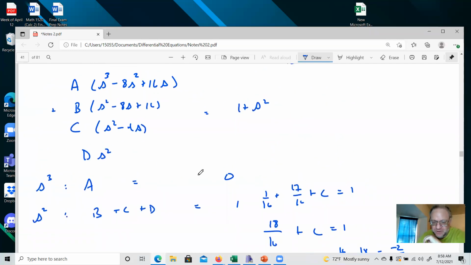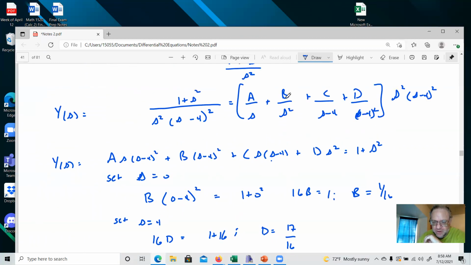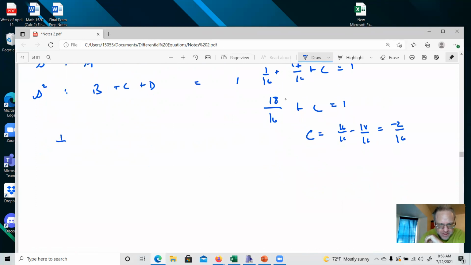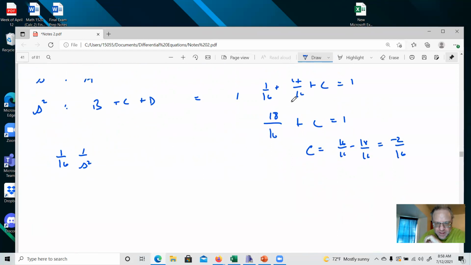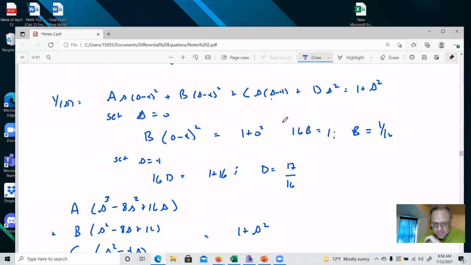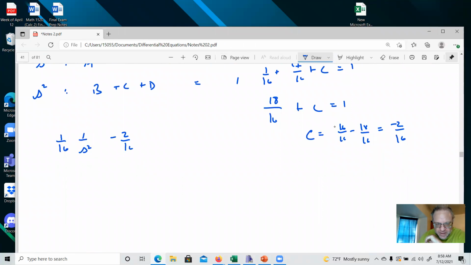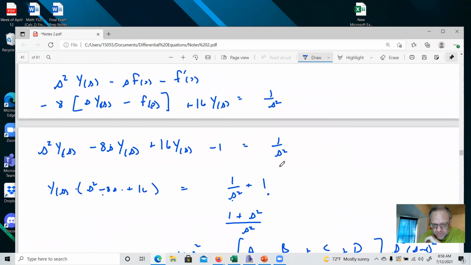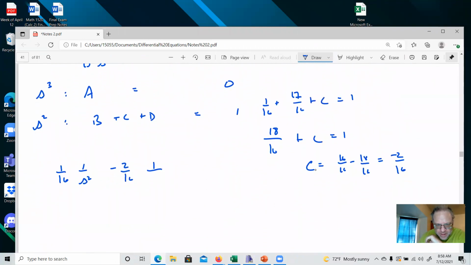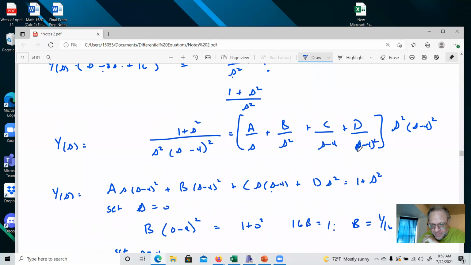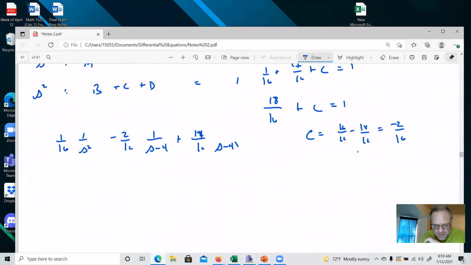Okay, so our partial fractions, A was 0, right? So B was 1/16, so we have 1/16 times 1 over s squared, right? C, what was C? This was minus 2/16 times 1 over s minus 4. And then we have our D, which was 17/16, and that goes over s minus 4 squared. Okay, so it looks like we can reduce because they're all linear terms and it's not going to be a big deal. Let me go ahead and make that a very clear 17/16.